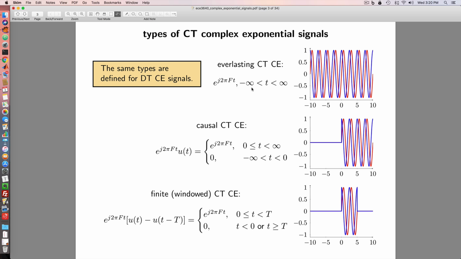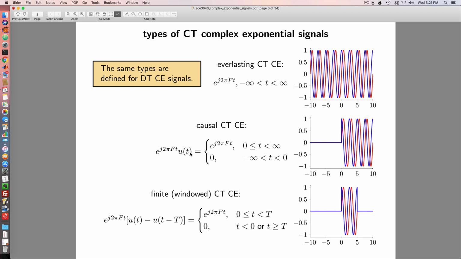First of all, the first type is the so-called everlasting complex exponential signal. And it has a domain that is the whole real line. So I've only drawn a piece of it from -10 to 10 seconds here, but recognize that this continues on to positive infinity and extends backwards to negative infinity as well. So that's the everlasting complex exponential signal.